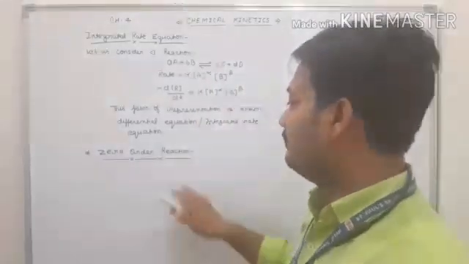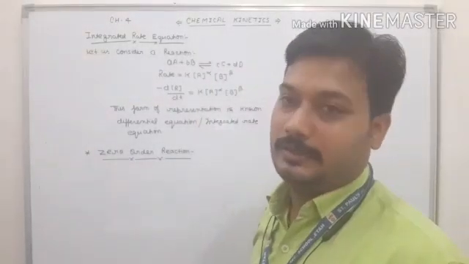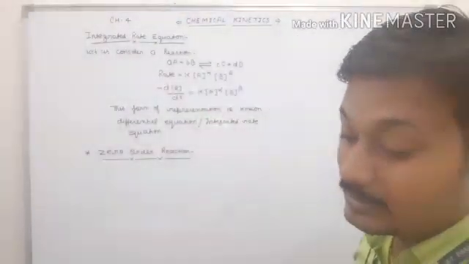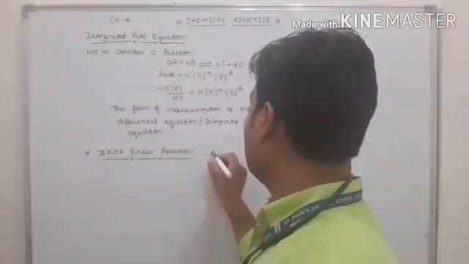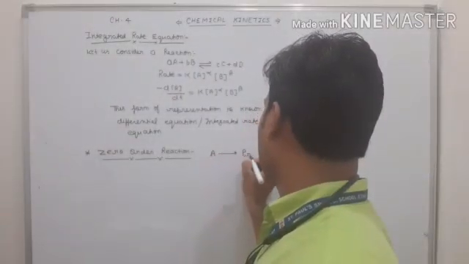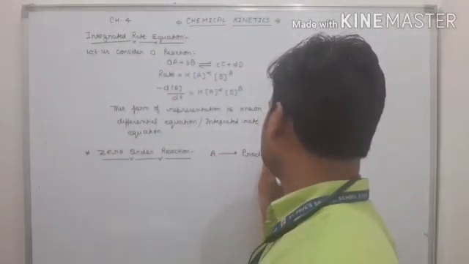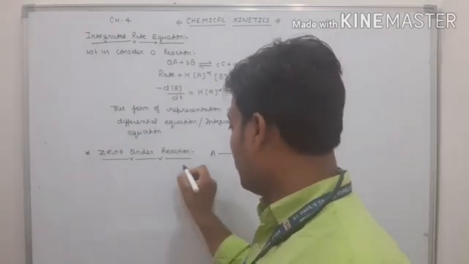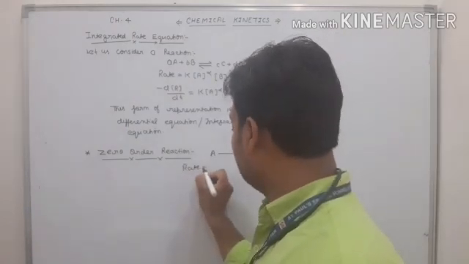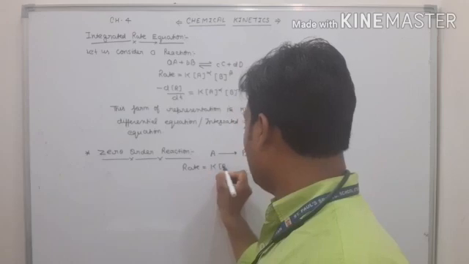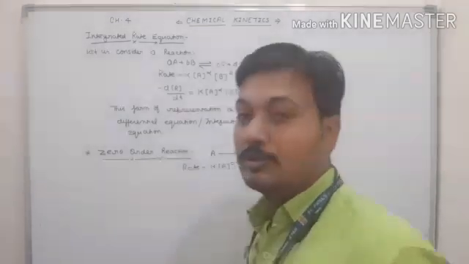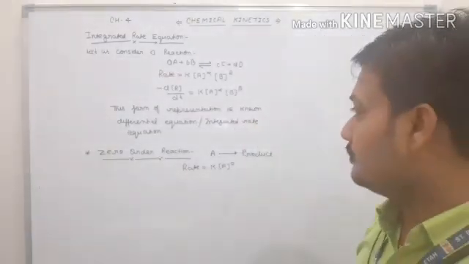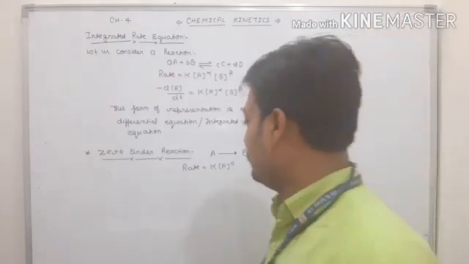I am going to define with you zero order reaction. So what is the meaning of zero order reaction? A very simple thing. If we take A gives product, and it is written as rate is equal to K A to the power 0. So this is known as the zero order reaction.